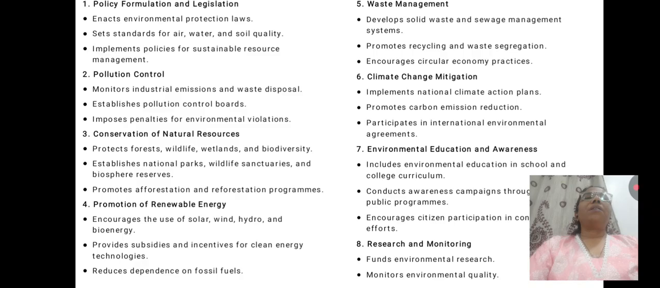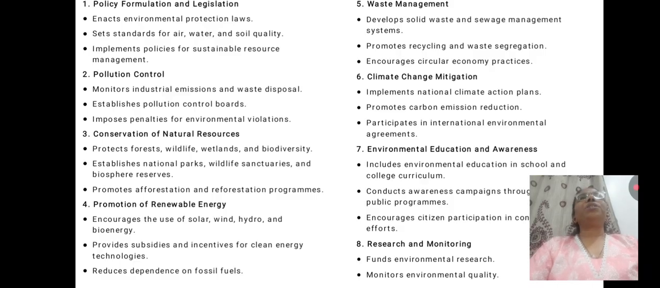The government plays an important role in environmental sustainability. How? Let us see. On this slide, you can observe eight points correlated with the duties done by our Indian government. Policy formulation and legislation is the first, wherein the government enacts environmental protection laws, sets standards for air, water and soil quality, and implements policies for sustainable resource management.